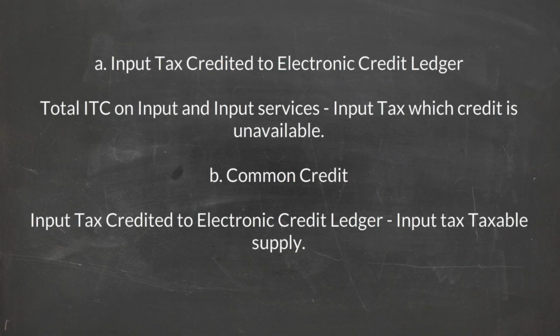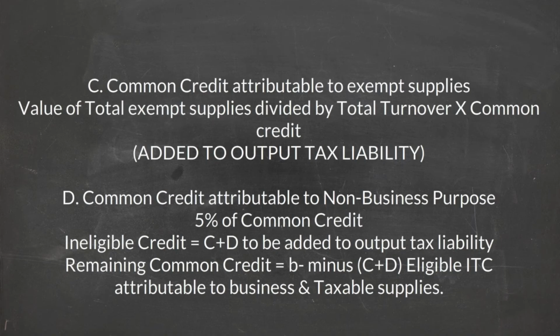A. Input tax credited to electronic credit ledger: total ITC on input and input services, minus input tax for which credit is unavailable. B. Common credit: input tax credited to electronic credit ledger, minus input tax on taxable supply. C. Common credit attributable to exempt supplies: value of total exempt supplies divided by total turnover, multiplied by common credit. This is added to output tax liability.